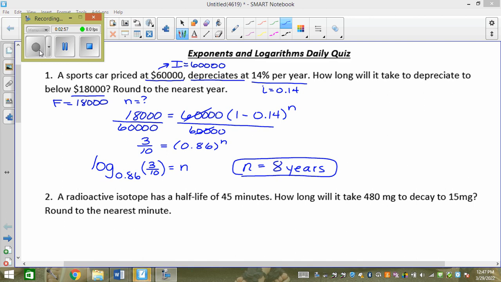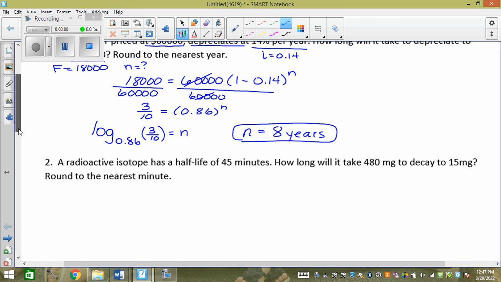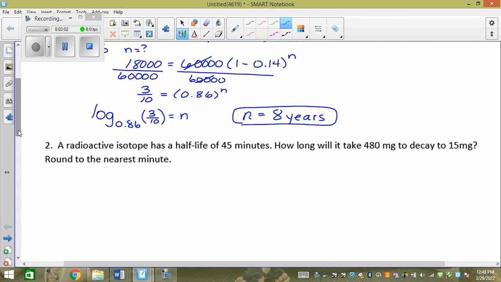Just rewrite the sentence. The next one: a radioactive isotope has a half-life, doubling, tripling, screens. We have to use that formula with the r. So it has a half-life, so r equals a half. This is the only formula you're actually given on your formula sheet, just so you know, except it's not labeled the same. Y equals a, b, t over p. That's the formula that you're given. So it has a half-life of 45 minutes.